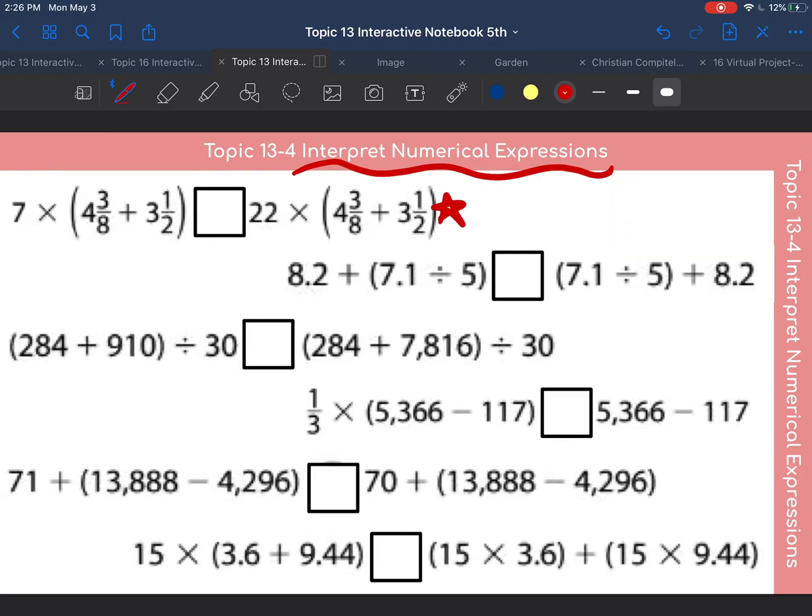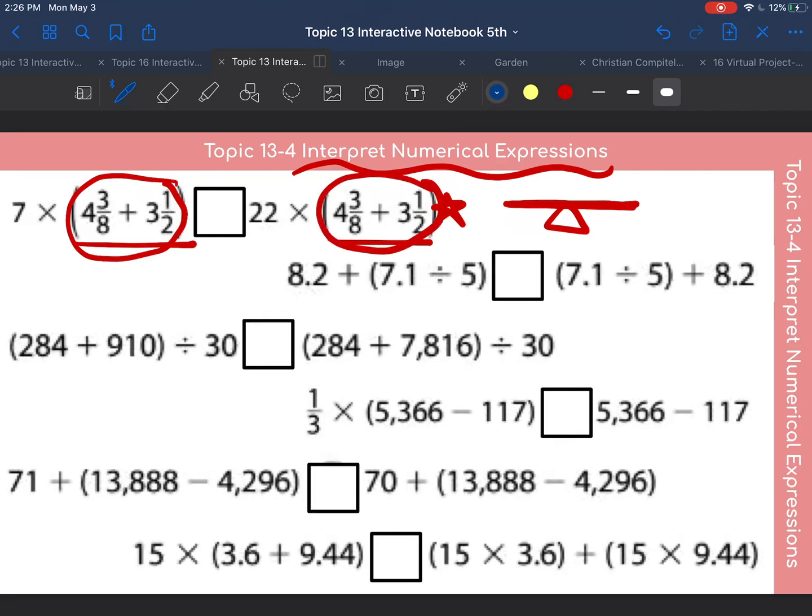What is the same in both of these expressions? Well, they both have 4 3/8 plus 3 1/2. Okay, those are the same. So basically, if we have a scale, the scale is even. It's perfectly horizontal right now with just these two things. But then on one side, we multiply by 7, and on the other side, we multiply by 22. So how will we compare these? Is it greater than, less than, or equal to? Well, this one, my 7, is going to be less than this. So it's less than. Okay, and we basically do that every time. We see what's the same in each one, and then we see what's happening and which one is going to be greater than or less than.